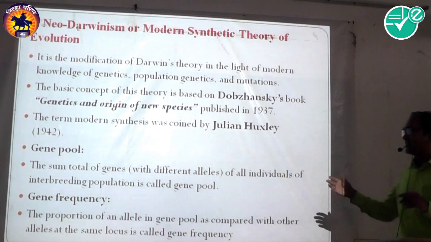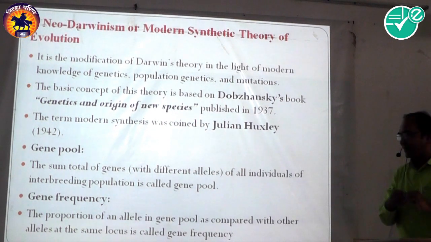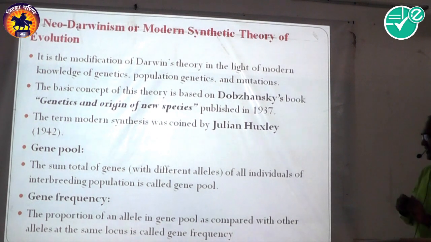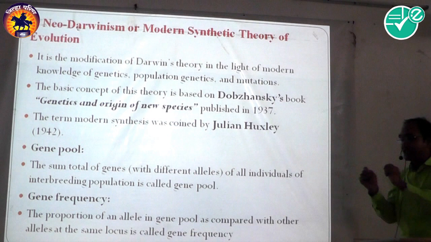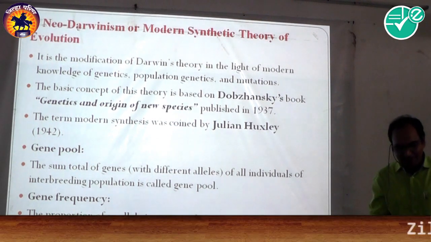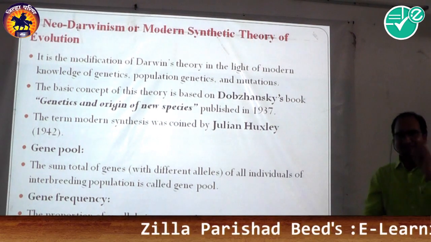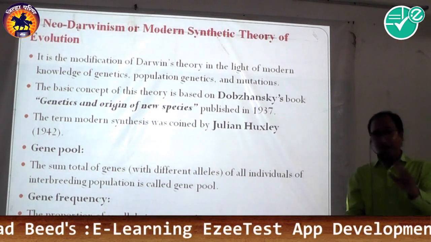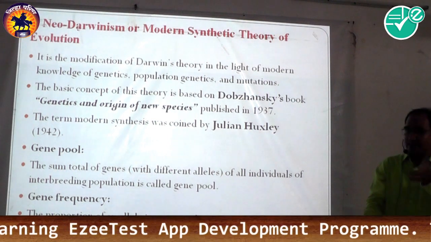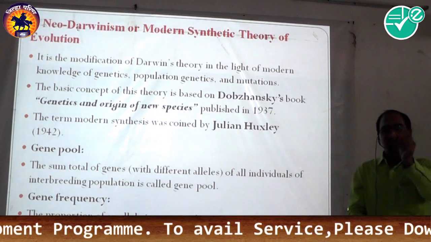Second terminology: gene frequency. What is gene frequency? Frequency in Marathi is called Varivarita. The proportion of an allele in a gene pool as compared with the other allele at the same locus is called gene frequency. Suppose in the population there are different characters. Some are dominant characters, some are recessive characters. If an organism has a dominant gene, it can show that character. But an organism with a recessive gene cannot show the same character.